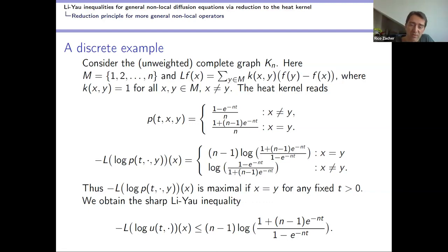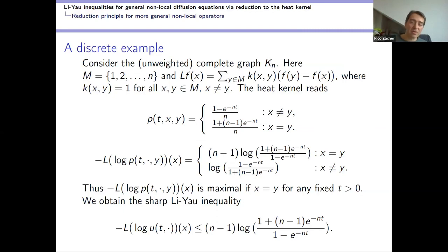This is just an illustration that we can go much further with this reduction principle. It's a rather general result for non-local operators. Okay, so far so good.